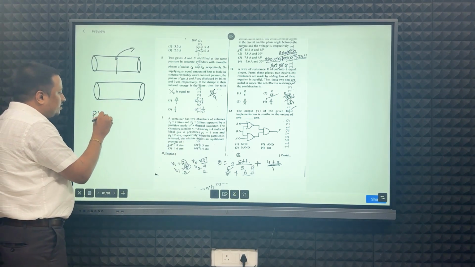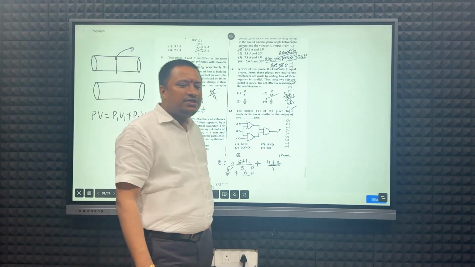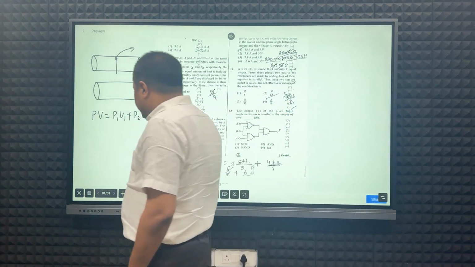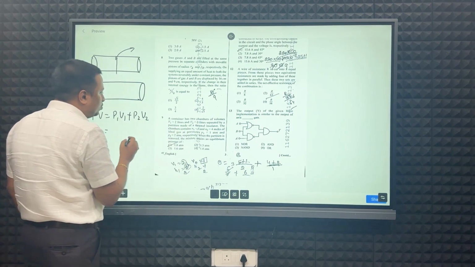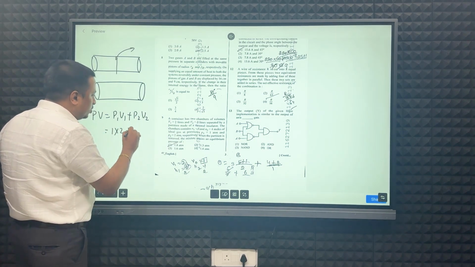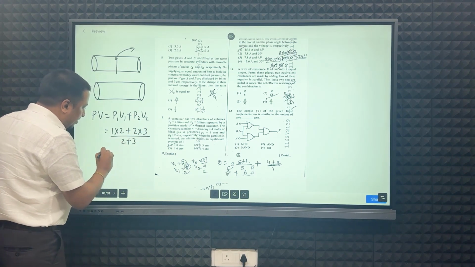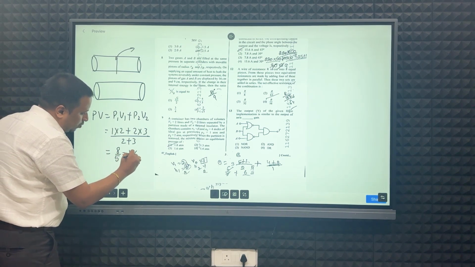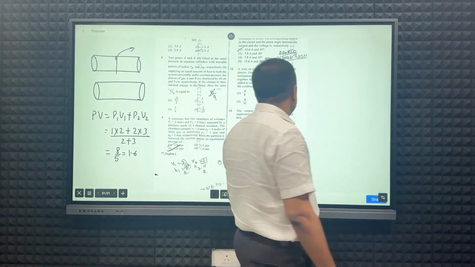So I can write PV is equal to P1 V1 plus P2 V2. This is law of mixture. They are asking us what will be the pressure. Initial pressure P1 is 1 atmosphere, P2 is 2 atmosphere. P1 is 1 atmosphere into V1 2 plus P2 2 into V2 3, upon V1 plus V2, that is 2 plus 3. It will give me 2 plus 6, 8, 8 by 5. 8 by 5 is going to be around 1.6. 1.6 atmosphere will be the correct answer. That is third option.